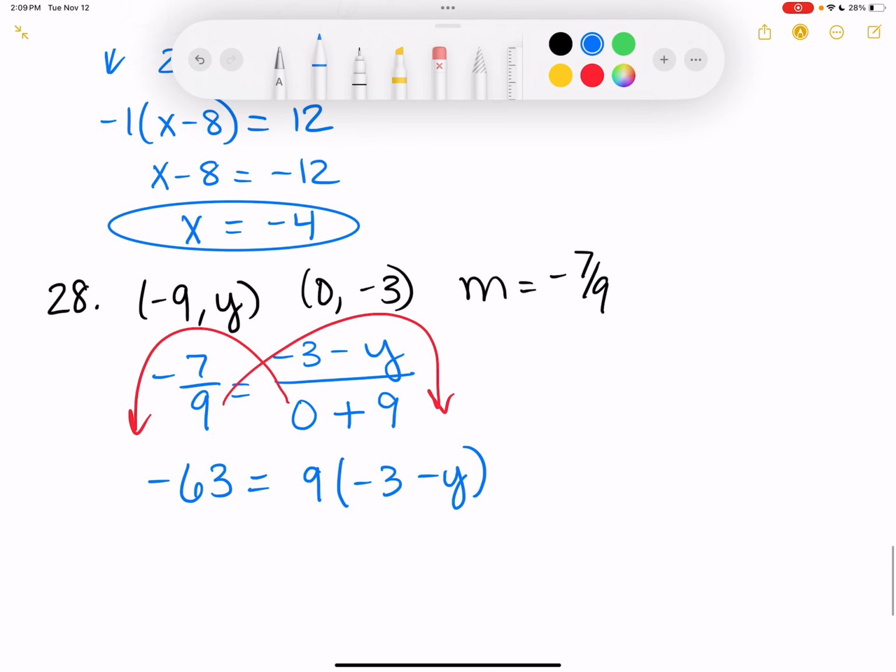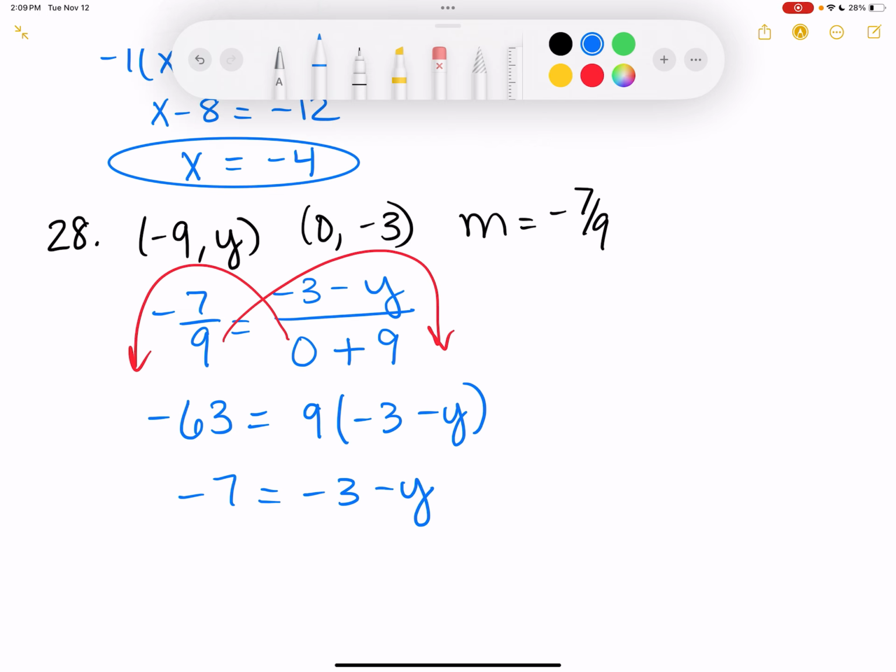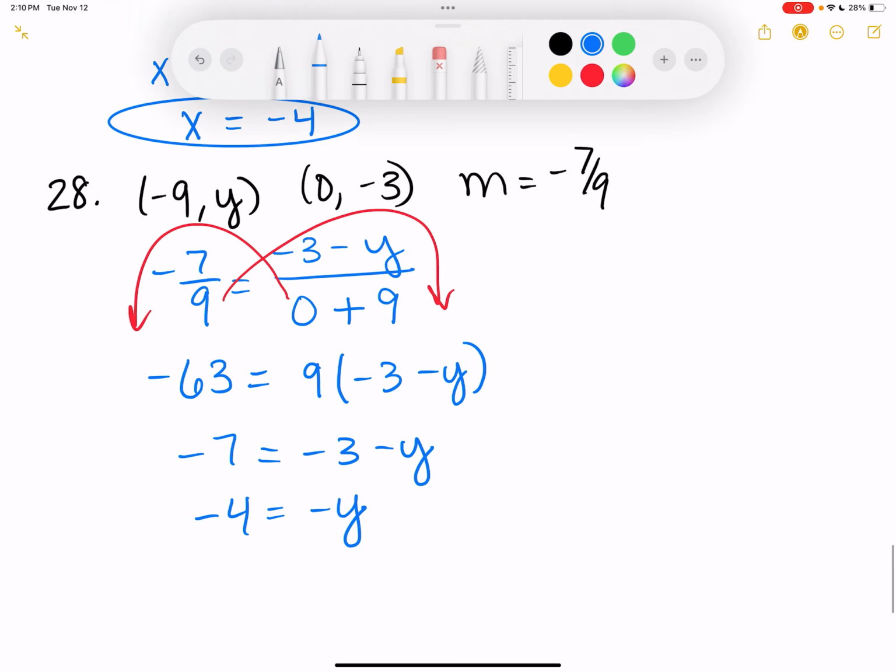What should I do now? Divide by 9. What do I get when I do that? Negative 7. Negative 7 equals negative 3 minus y. Now what? Add 3, so I get negative 4 equals negative y. Am I done? No, you have to divide by -1. Divide by negative 1, so I get 4 equals y.